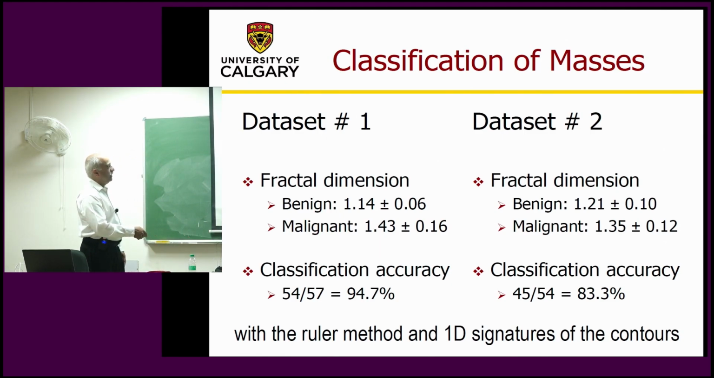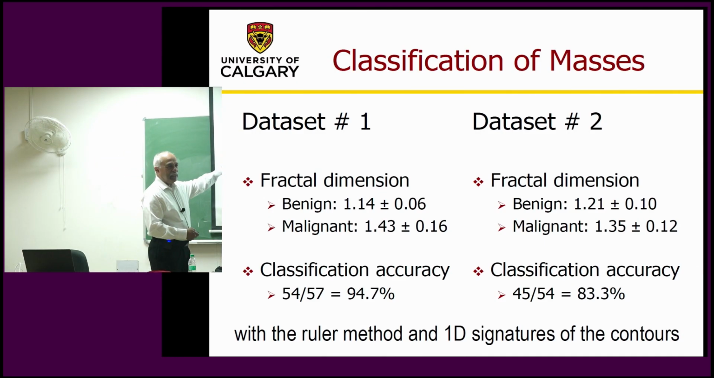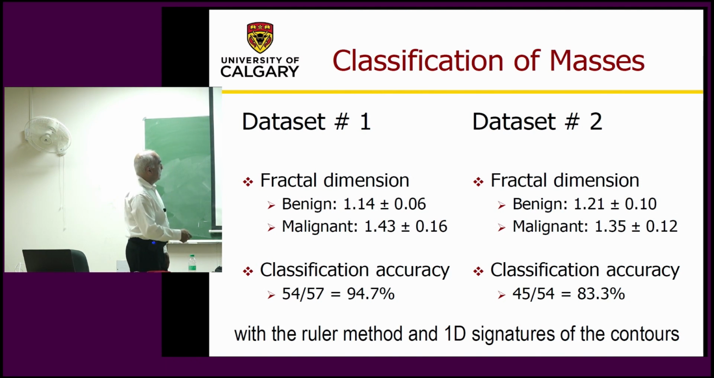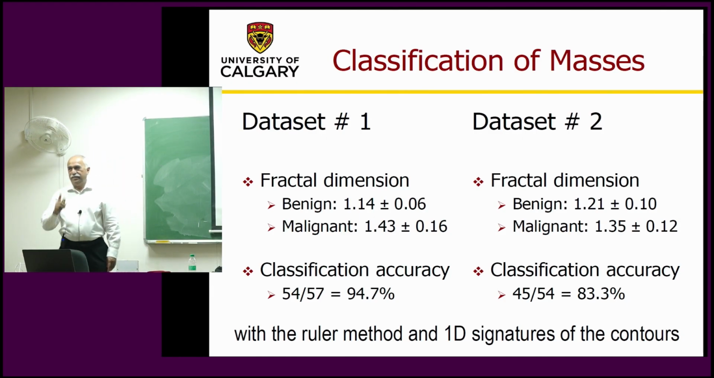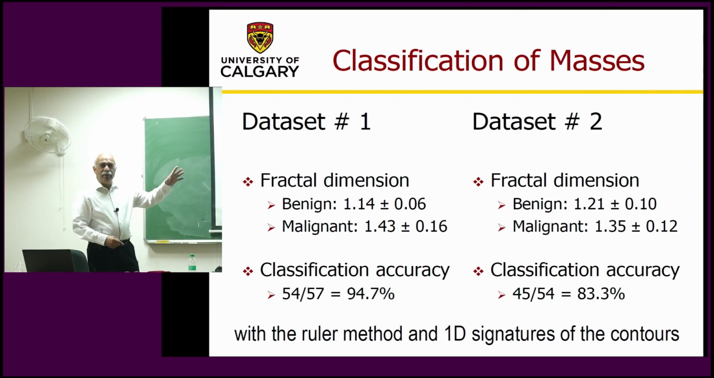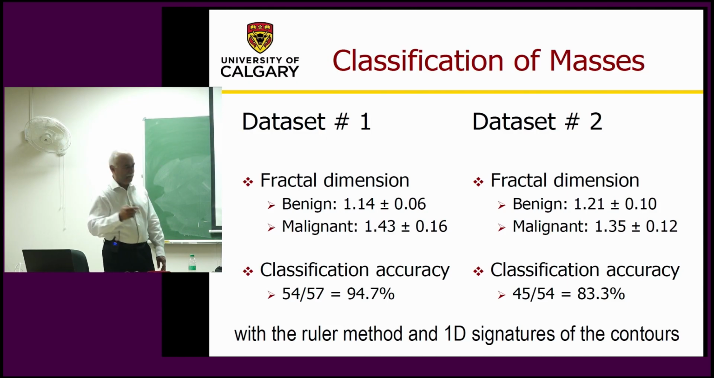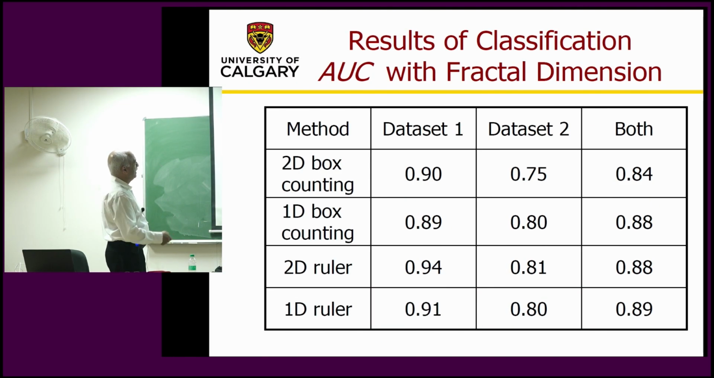For the Foothills, Dr. Desatel was involved in this, so he knows for sure that these are benign and malignant. But that is based on biopsy, not radiologist analysis. So we got 94% with just fractal dimension, one number. Using the ruler method and 1D signatures of the contours. We got comparable results using the other methods. 2D ruler, 2D box, 1D ruler, 1D box, and all that we did. So similar results, some of them not so good.